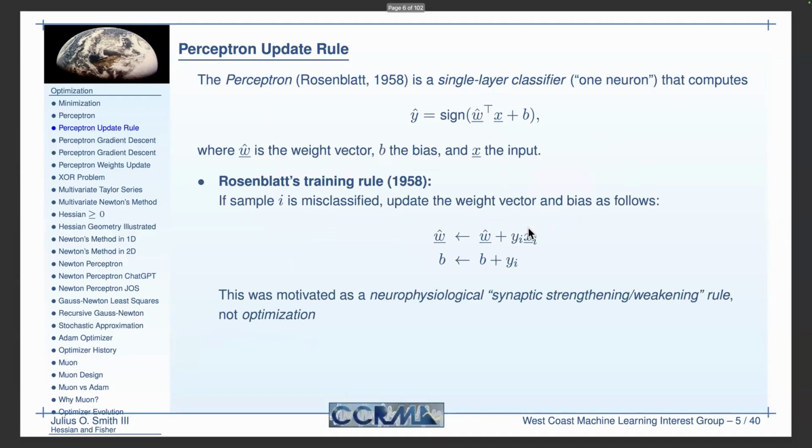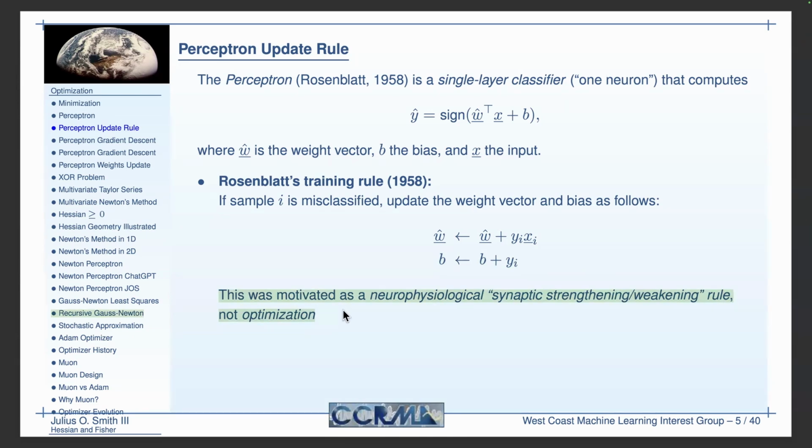And so we talked a lot about that last time. And here it is. So if it's wrong, then you take the output, which is plus or minus 1, times the input vector, a vector of plus and minus 1, and you add it. And you do the same thing for the bias. And you can just think of that as all being in the weight vector if you want. And so I did a little more drilling on this.